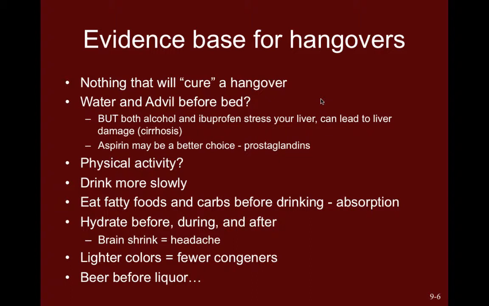And then hydrate. The headache that you experience is basically because of brain shrinkage. So if you're able to keep yourself hydrated during your exposure to alcohol, then you should experience fewer headaches in the morning. Lighter color alcohol has fewer congeners, and so it's associated less strongly with hangovers. And then finally, there is scientific evidence to support our college students' favorite rhyme, beer before liquor, never been sicker. There's actually evidence to support that.